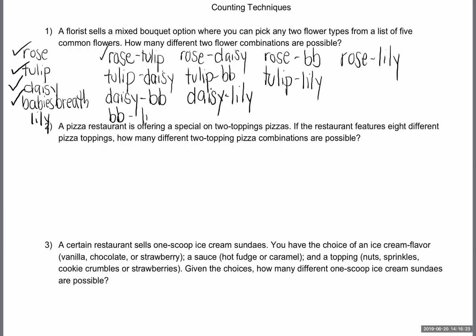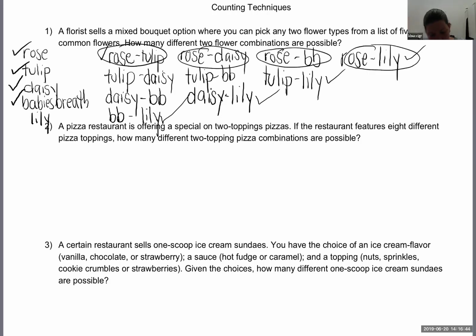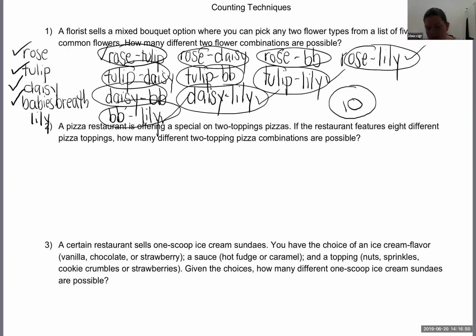With lily, exactly right. And there's not even going to be a row for lilies because, hello, I already paired lily with rose, lily with tulip, lily with daisy, and lily with baby's breath. And because I was really logical and orderly about this, I'm sure that I have every possible combination. And I can just count them up. That's 1, 2, 3, 4, 5, 6, 7, 8, 9, 10 possible 2 flower combinations.